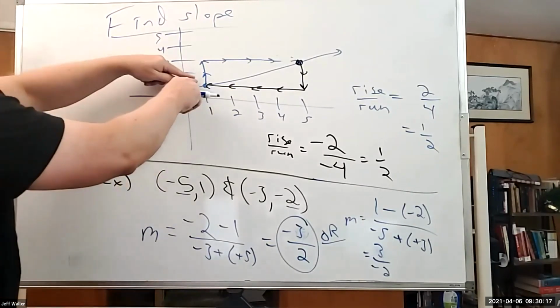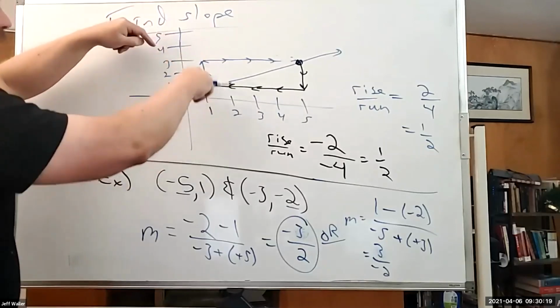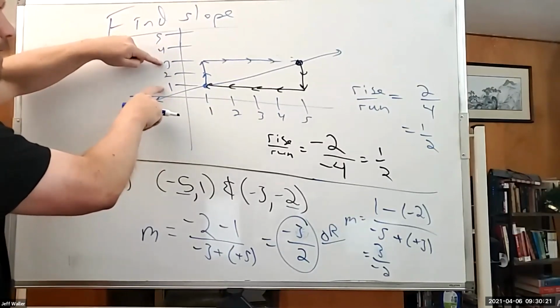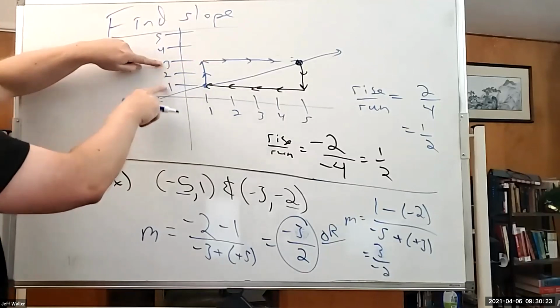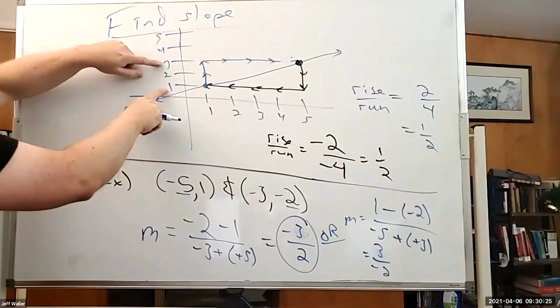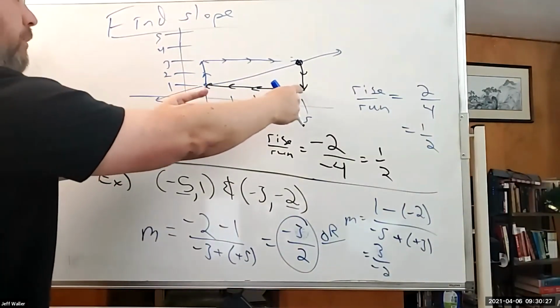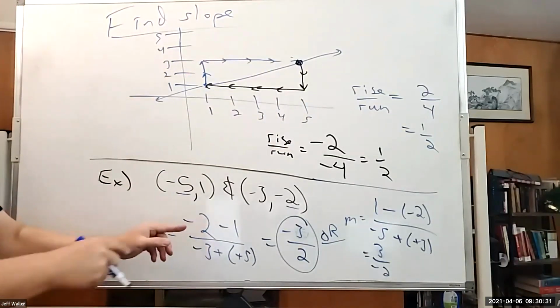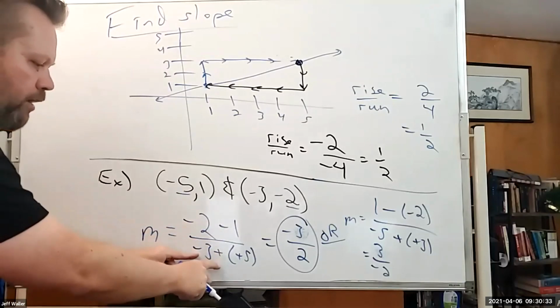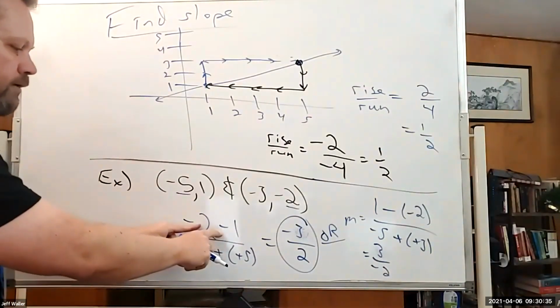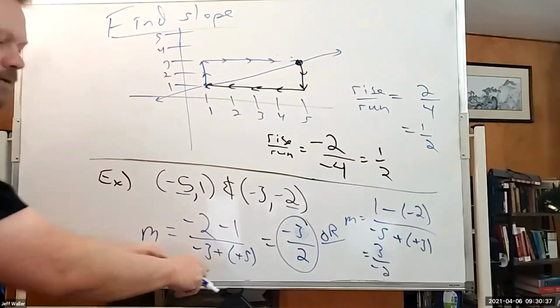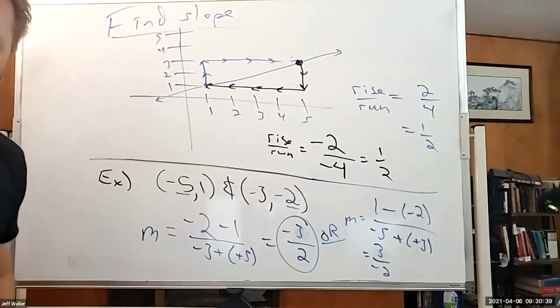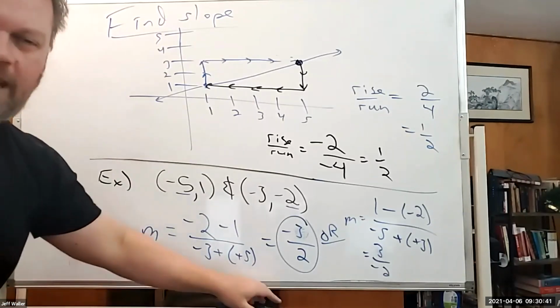So how much you rise is the difference in the y's. That makes sense. Why did I rise 2 here? Because 3 minus 1 is 2. Why did I run 4 here? Because 5 minus 1 is 4. All right, so that makes sense. The rise over the run, so the change in y's over the change in x's. Okay, I like it.